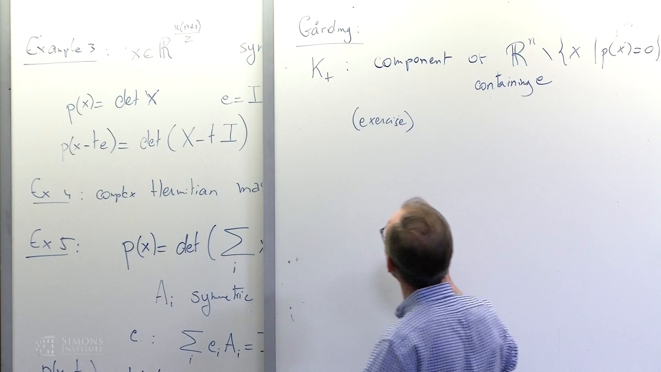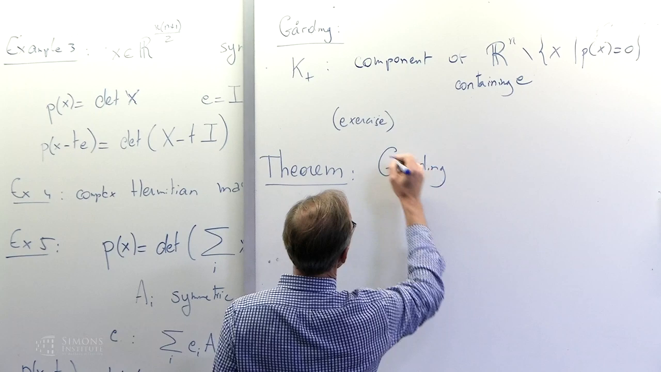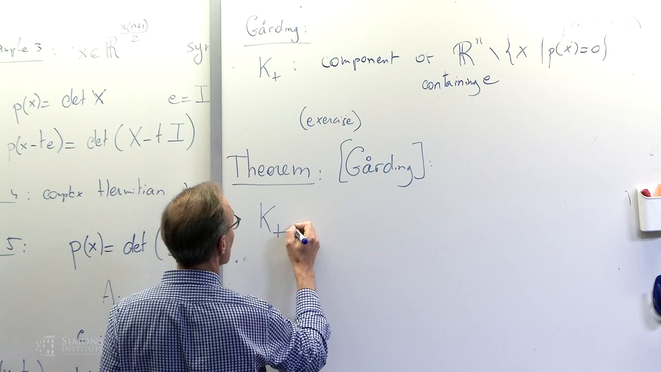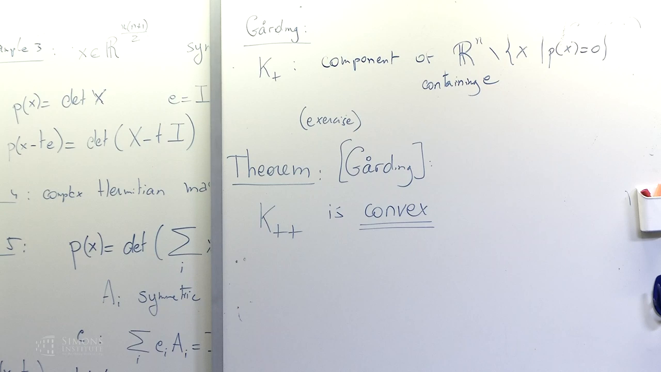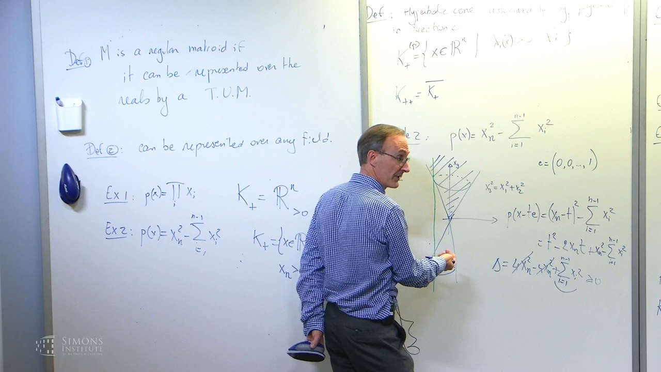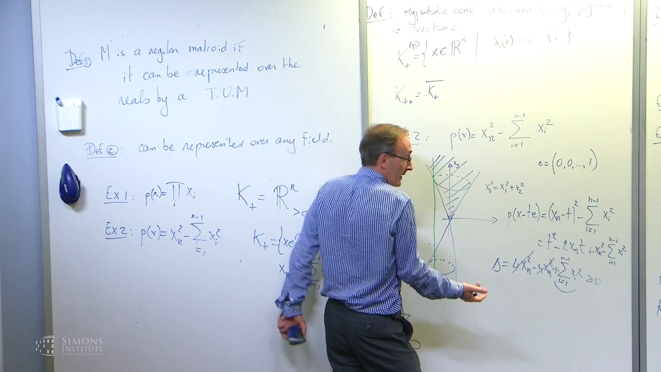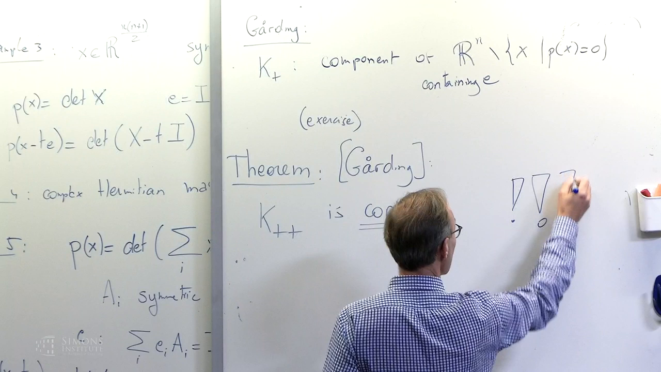The main result which makes this important for optimization is that K plus, or let's take the closure, is convex. So it's a convex cone. It's not completely obvious. If you take, for example, this polynomial, and look at the connected components once you remove the zeros, definitely these two are convex, but the remaining one is definitely not convex. So this needs several exclamation marks. That's a very important result.